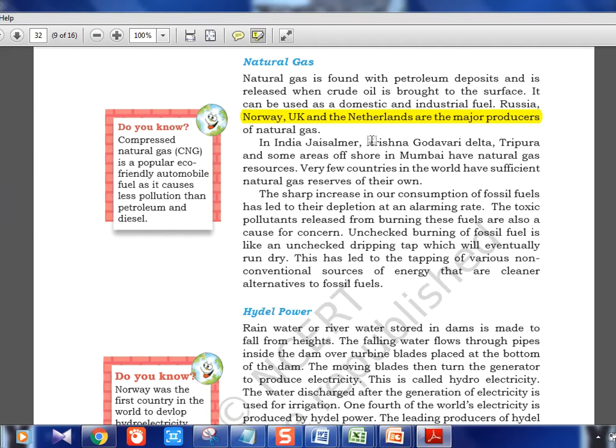In India, the Krishna Godavari Delta, Tripura, Tamil Nadu, and offshore Mumbai are places where natural gas is found. Jaisalmer in Rajasthan also has it.